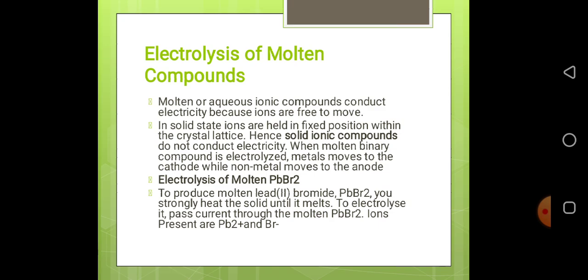Electrolysis of molten lead(II) bromide. You strongly heat the compound until it melts. To electrolyze, you pass current through the lead bromide. So the ions present in the molten compound are lead 2 plus and bromine minus.